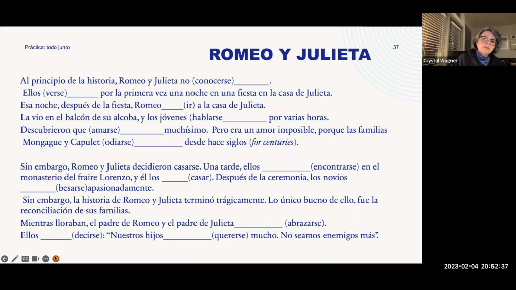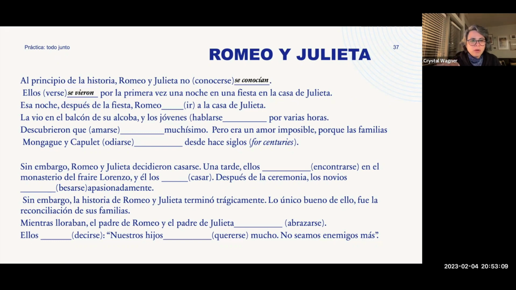So let's practice. Vamos a practicar todo junto. In this case, we bring it all together. We're going to have a few preterites or imperfects. I want you to pay attention to that. And we are going to be doing these conjugations in the reciprocal constructions. So you can pause the video, conjugate the verbs on your own, and then come back, look at the answers, and compare. Al principio de la historia, Romeo y Julieta no se conocían.